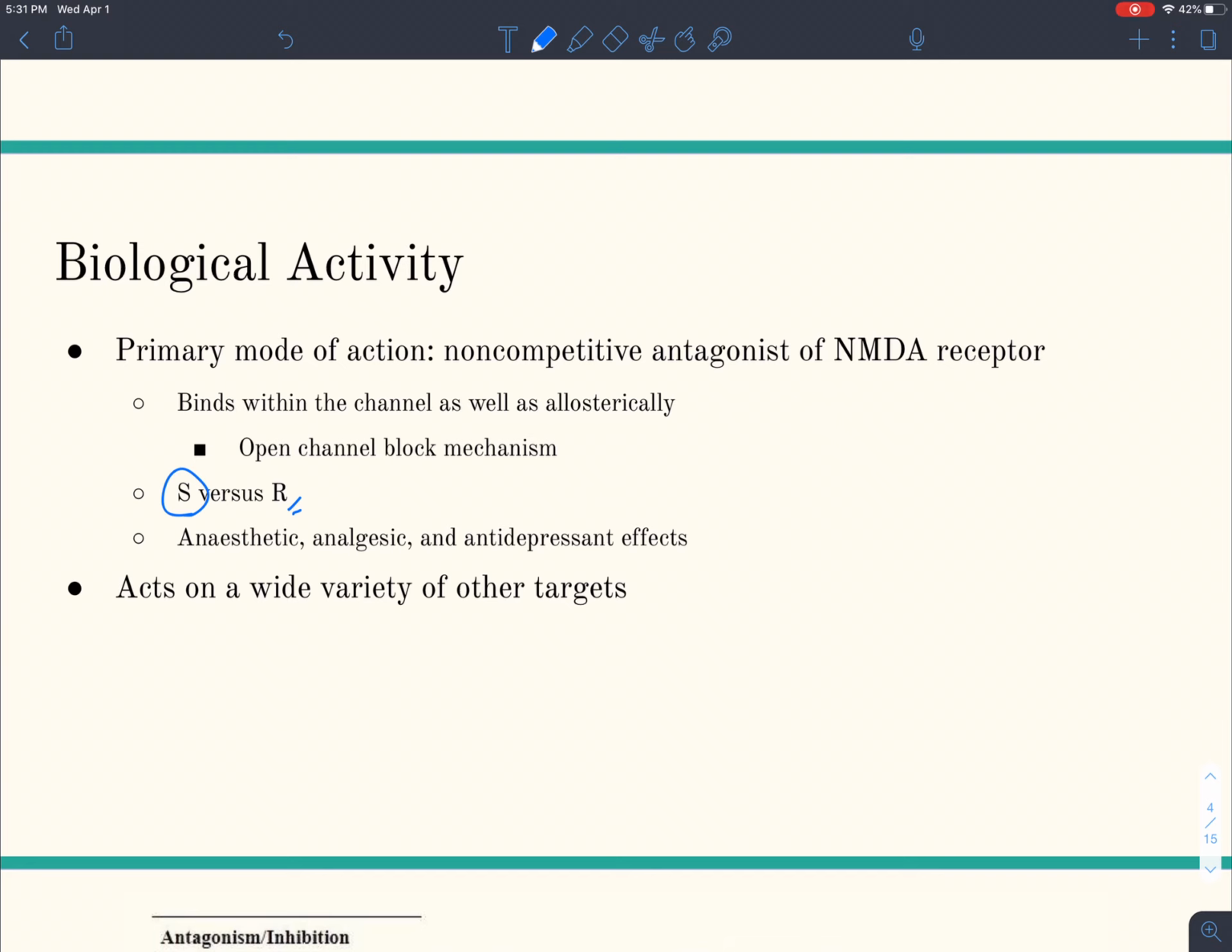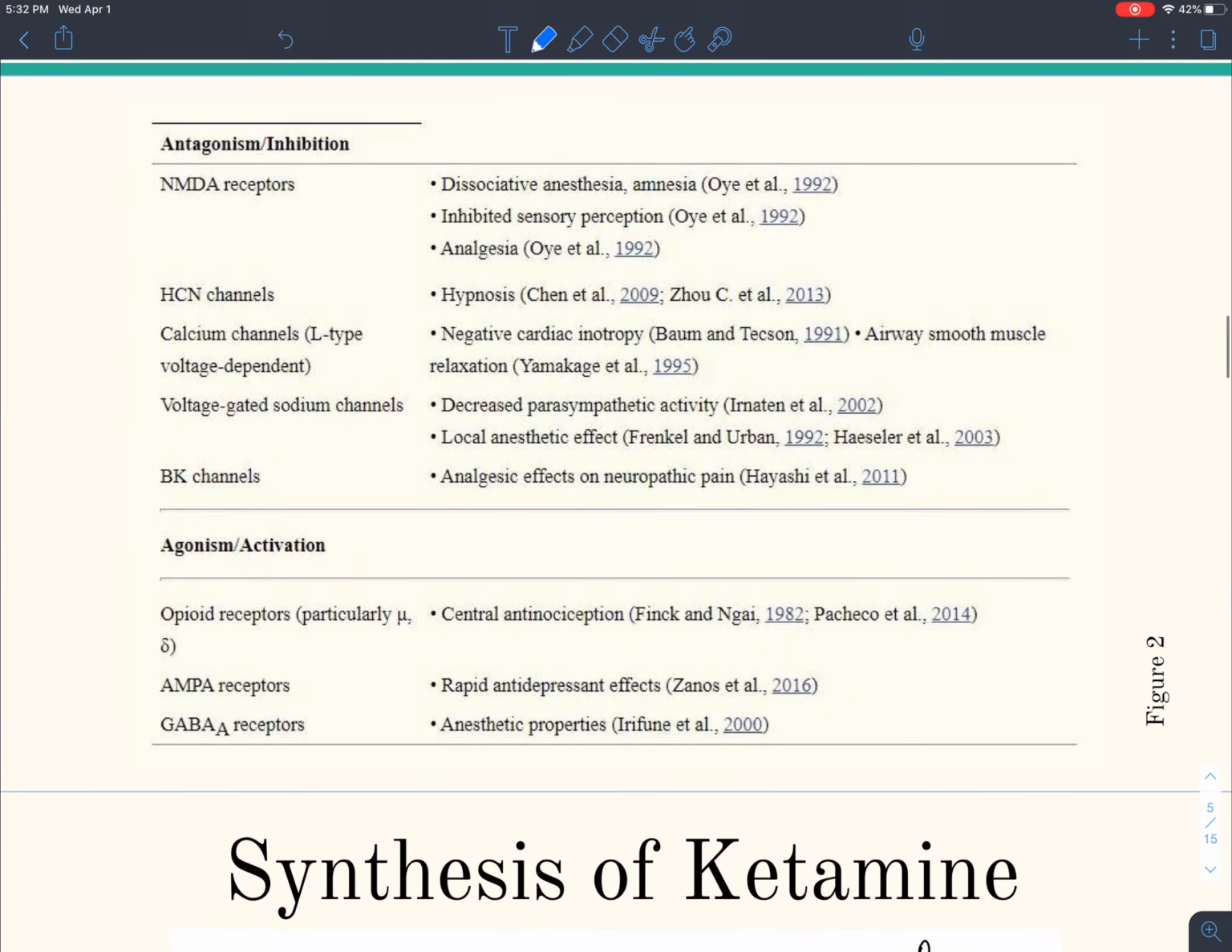spray, intranasal spray, is the S isomer, so I'm not really sure if that's just because in general the S isomer has greater binding, so it's just stronger, or maybe that research ended up being inconclusive about the R isomer. Overall, though, the anesthetic, analgesic, and antidepressant effects are largely tied to the NMDA receptor, but ketamine and its metabolites also act on a wide variety of other targets, and I will show those in the next slide here.